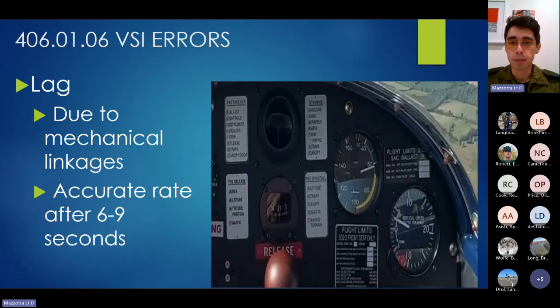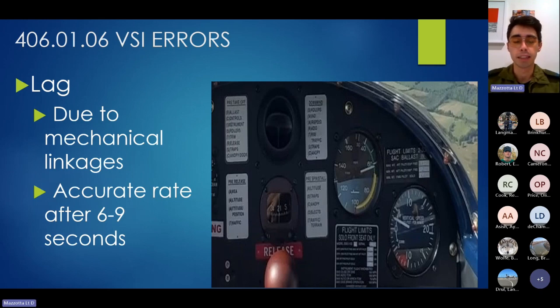The VSI is also prone to errors. One of the big ones is lag due to the mechanical linkages in the instrument, and it's usually more accurate about 6 to 9 seconds after that reading has been posted.